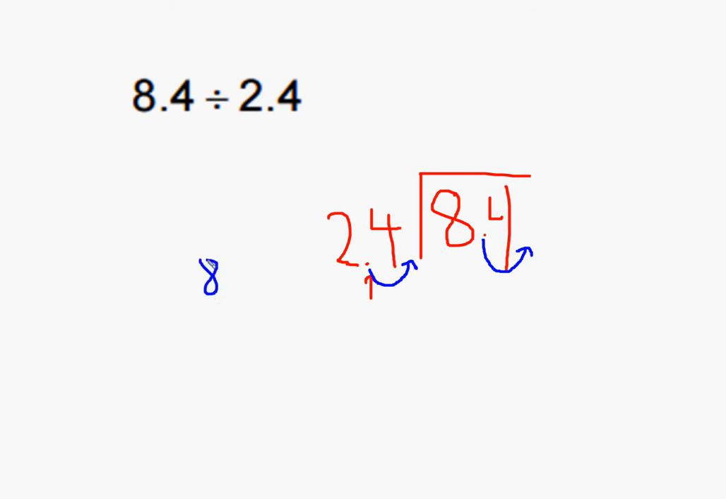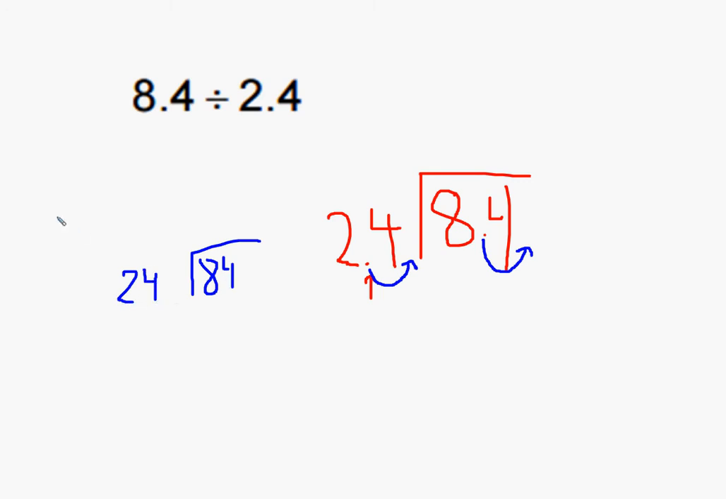So 8.4 divided by 2.4. What you do is you want to get rid of this decimal point. You don't want a decimal point in your divisor. So if there is a decimal in your divisor, you just move it over to the end of the number. So this becomes 24. But if you do that, you have to move this over too, the same number of spaces. So now this becomes 84 divided by 24.